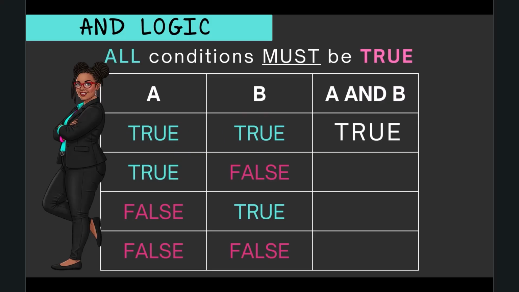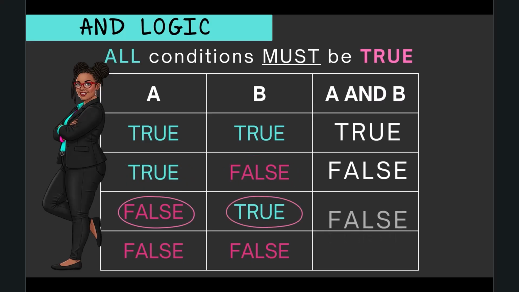Everything must align. Now look at the second row. If condition A is true, but condition B is false, what happens? The result of A and B becomes false. Why? Because not all conditions were true. One false makes the whole thing false. The third row is similar. If condition A is false and condition B is true, then the result is still false. Again, that single false condition means that the AND statement cannot be true.